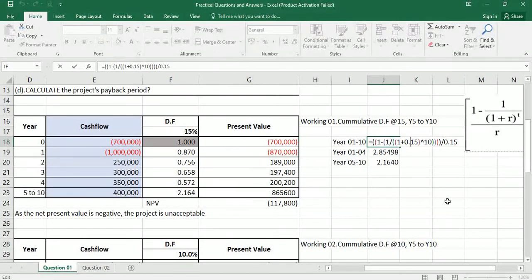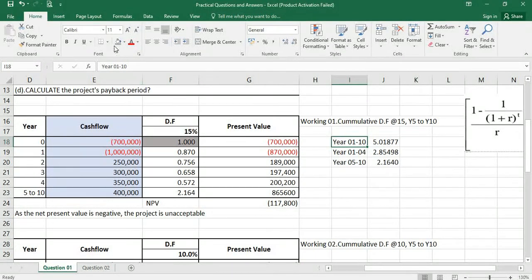r means 15% in this calculation, to the power t, where t means time, 10 years, upon r, again 0.15, 15%. For the 10 years, you are calculating the cumulative discounting factor. Again, you can calculate the discounting factor for year 1 to year 4, okay?